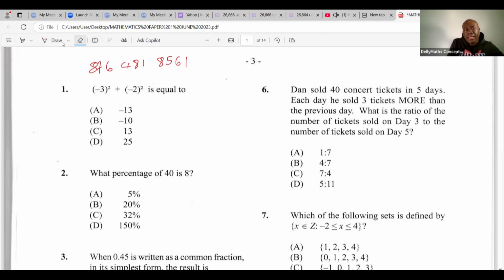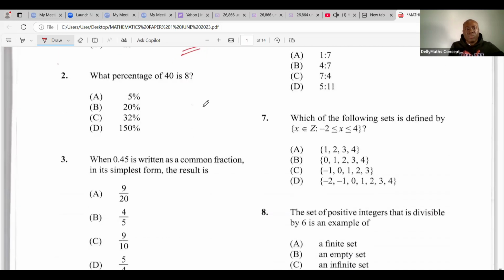Let us take a look at these questions. Question one says negative 3 squared plus negative 2 squared. So let us just quickly work that out. Anything squared is always positive. Negative 3 squared will give us positive 9. We're adding that to negative 2 squared, and this is going to give us 4. 9 plus 4 is 13. So our answer is C. Remember, anything squared is positive.